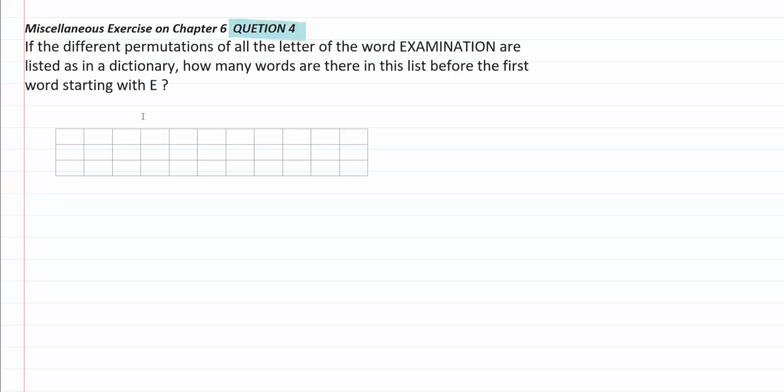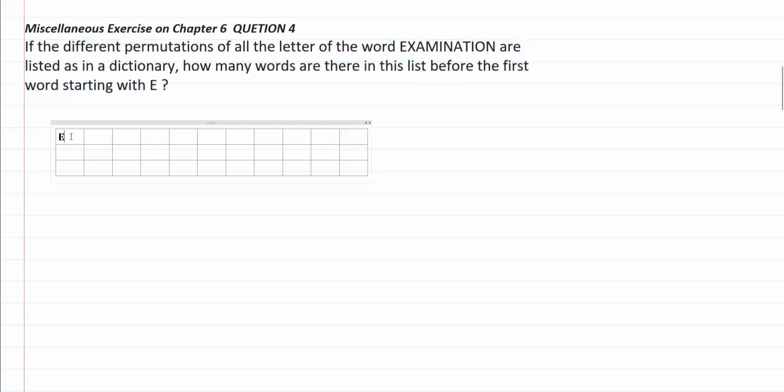This is question number 4, miscellaneous exercise, chapter 6. The question says that if the different permutations of all the letters of the word EXAMINATIONS are listed in the dictionary, how many words are there in this list before the first word starts with E? That means we need to find out how many words are there before the word that starts with the letter E. So let's first write down the word EXAMINATIONS here.